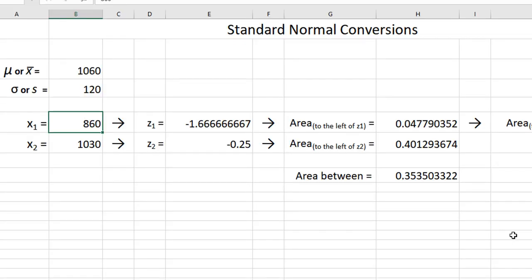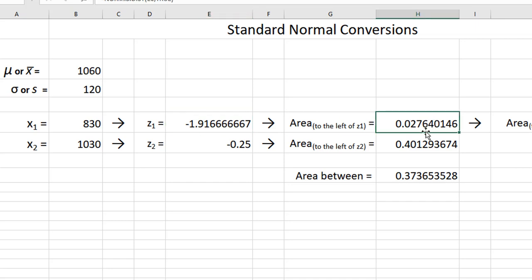We want to find out the proportion of students whose scores were below 830. So I'm going to type in 830. Just press enter. Now, there's no x2 value in a case like this. An 830 corresponds to a z value of negative 1.916667.